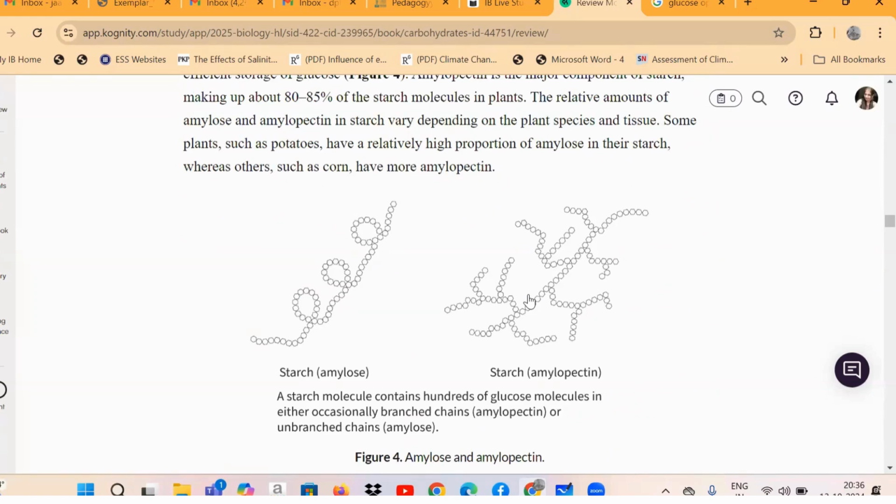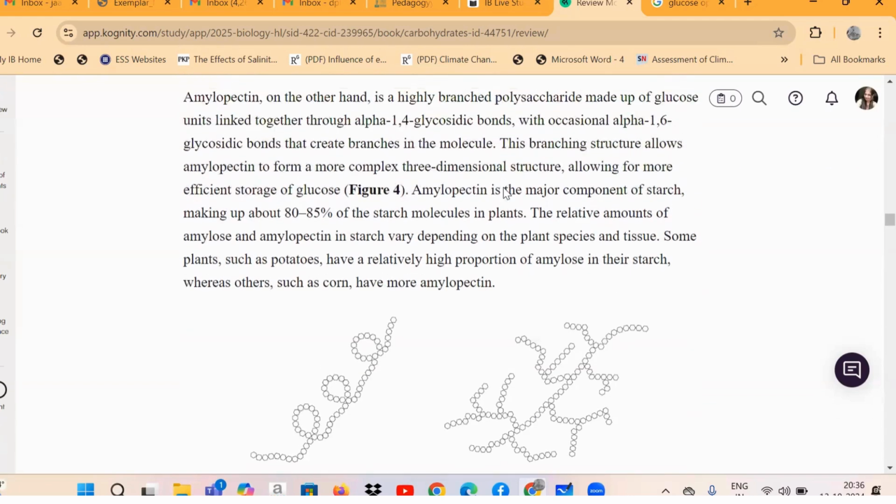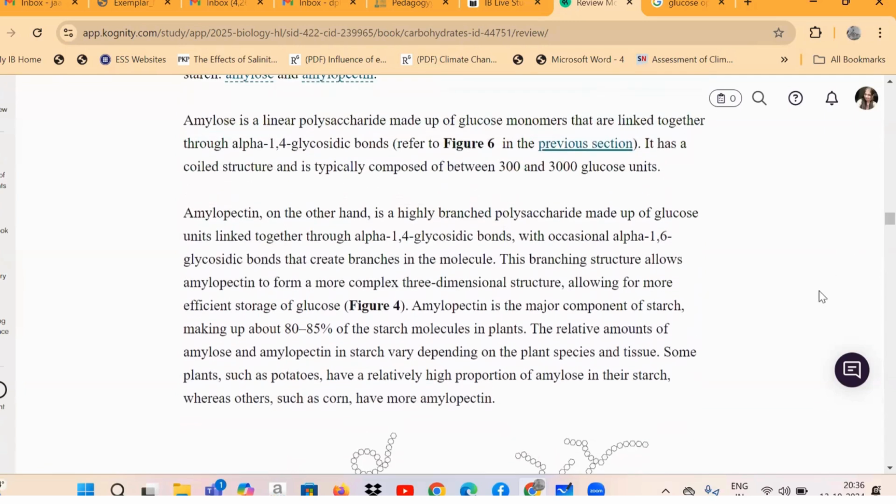Basically, both of them are made from alpha D glucose. Both are polysaccharides. Amylose has alpha 1,4 glycosidic linkages, and amylopectin has alpha 1,4 and alpha 1,6 glycosidic linkages. That's the reason they are branched.